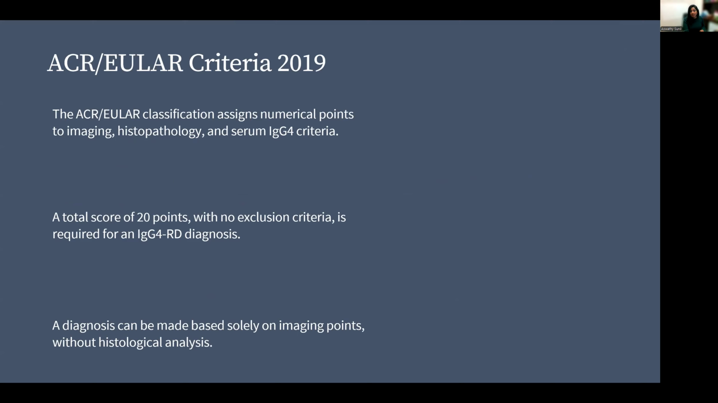The American College of Rheumatology and the European League Against Rheumatism came up with a criteria in 2019. They assigned numerical points to imaging, histopathology, and serum IgG4 criteria, and a total score of 20 points with no exclusion criteria is required for the diagnosis. As radiologists, what we should know is we cannot make a diagnosis of IgG4-related disease solely based on the imaging criteria.